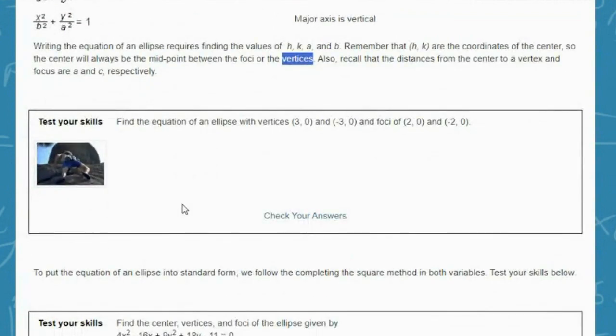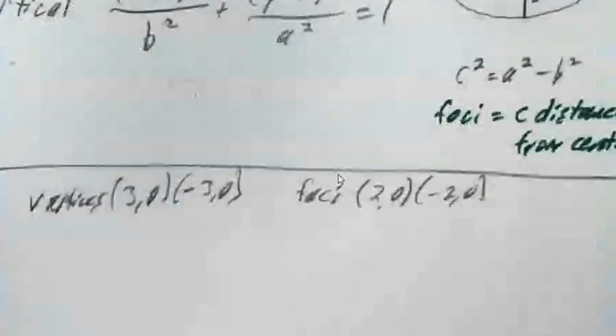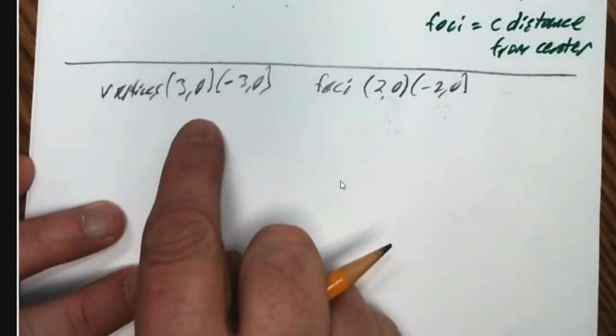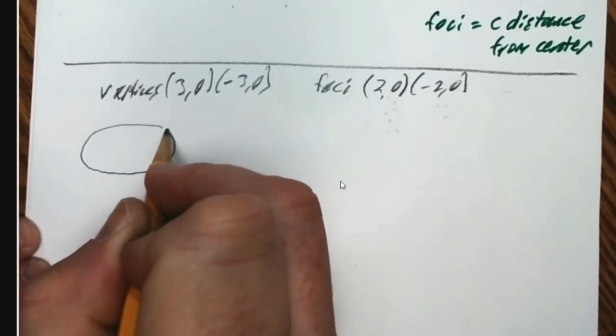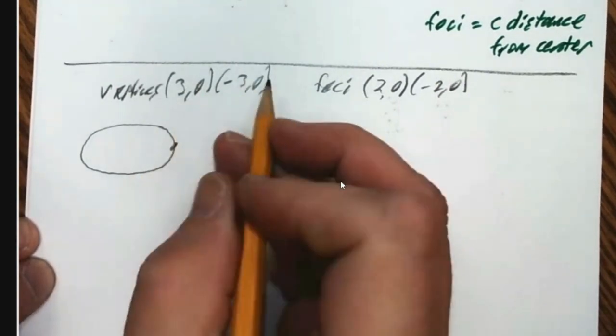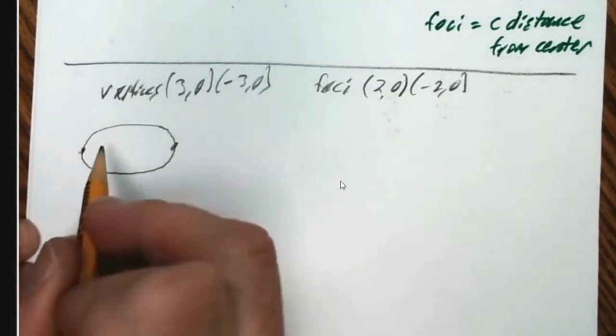All right, so let's test our skills. Let's find the equation for an ellipse with vertices of 3, 0, and negative 3, 0, and foci of 2, 0, and negative 2, 0. Okay, remember the vertices are on the major axis. So we know if we drew this, it'd be horizontal because 3, 0 would be over here, negative 3, 0 would be over here. And since we know those are the vertices, this is the major axis.